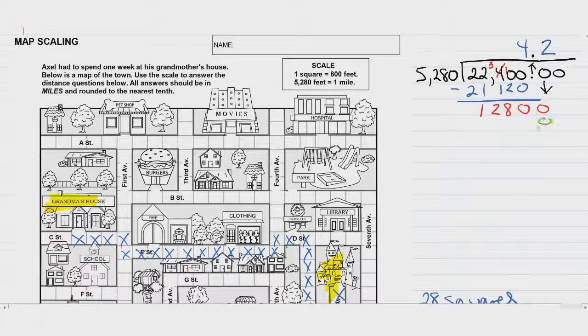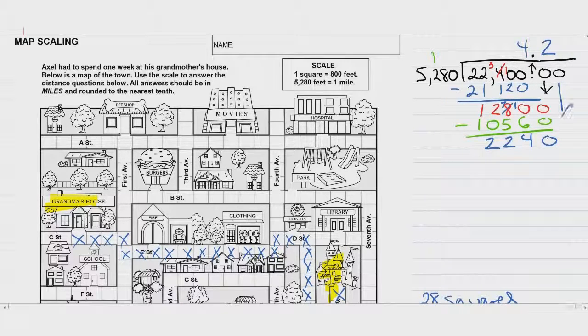2 times 0 is 0. 2 times 8 is 16. Carry the 1. 2 times 2 is 4, plus 1 is 5, and 2 times 5 is 10. I subtract. 0 minus 0 is 0. The 0 is too small, so it needs to borrow from the 8. The 8 becomes a 7. The 0 becomes a 10. 10 minus 6 is 4. 7 minus 5 is 2. 2 minus 0 is 2.